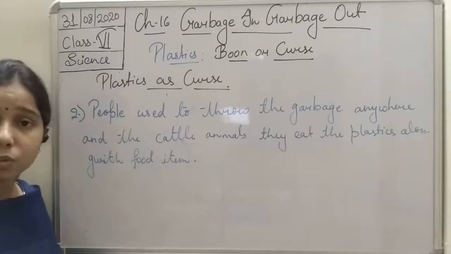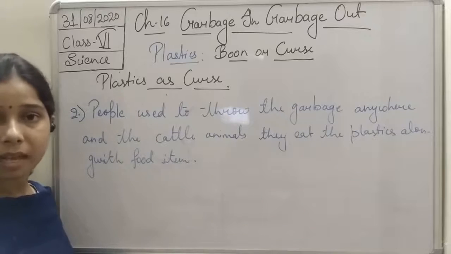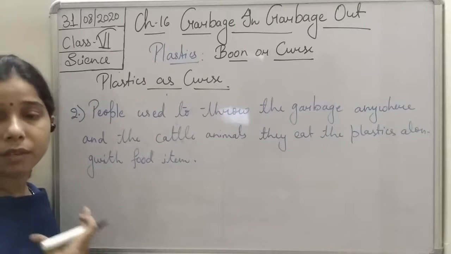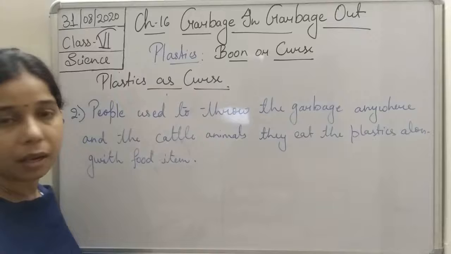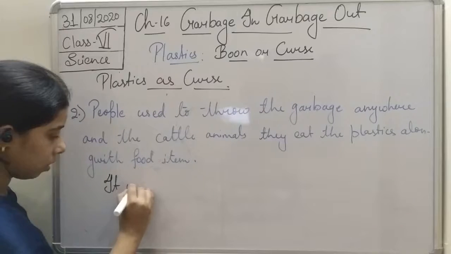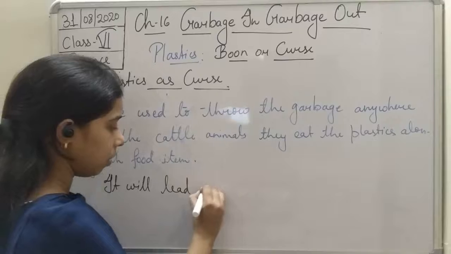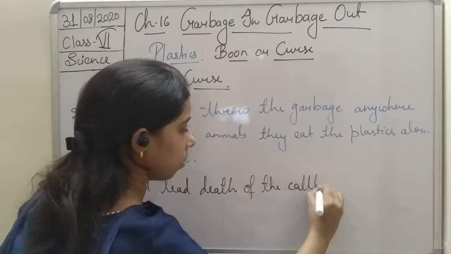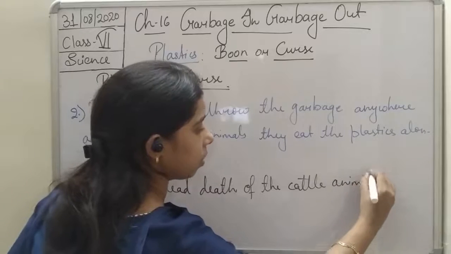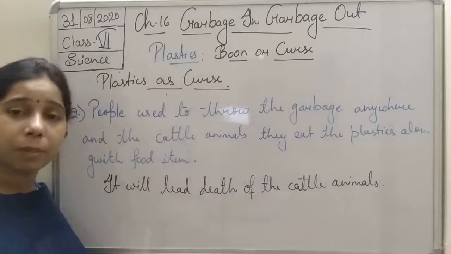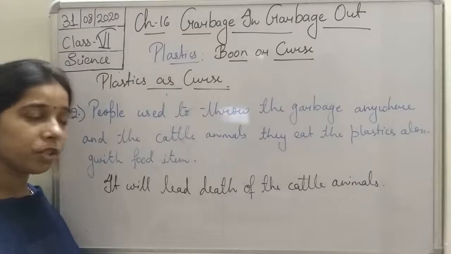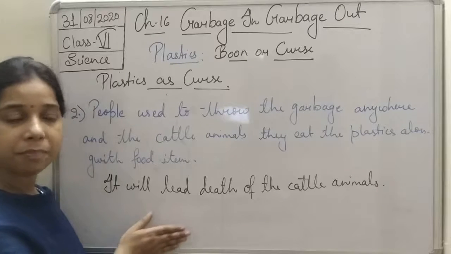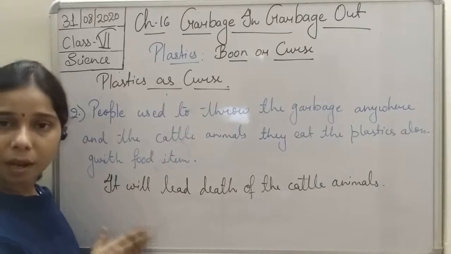So what will it create, students? When these cattle animals take the plastic bags along with the food item, they will choke, and finally it leads to the death of the animal. So the second one is that people throw the garbage, due to which the cattle animals eat it, and finally it causes the death of the animals.